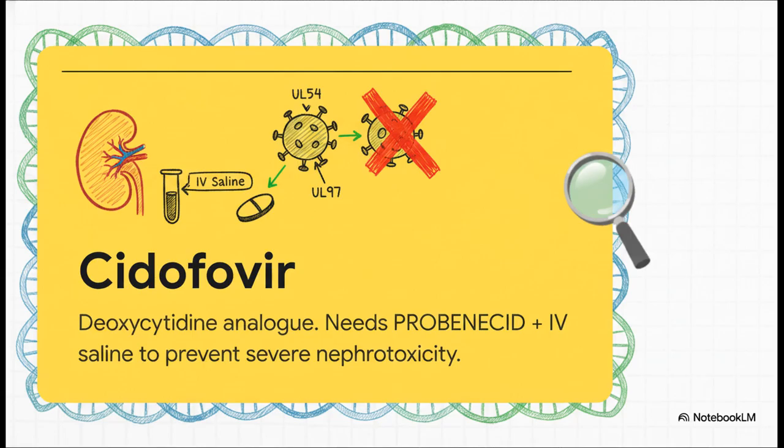Like foscarnet, it's used for resistant strains, specifically when there's a TK or UL97 mutation. But keep in mind, it doesn't work if there's a UL54 mutation. Cidofovir is a deoxycytidine monophosphate analog, and it causes incredibly severe nephrotoxicity. The absolute key here, the highest yield fact to remember, is that cidofovir must be co-administered with probenecid and IV saline. That blocks its active tubular secretion and protects the kidneys. Basically, no probenecid, no cidofovir.